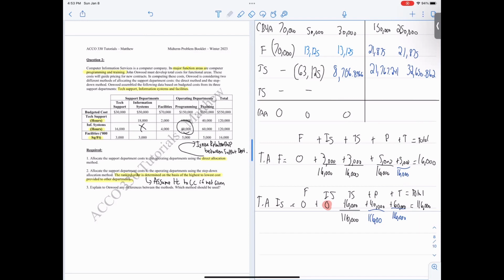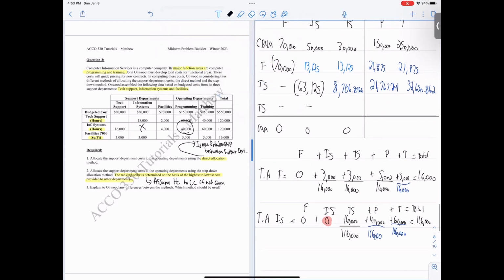Now, that is information systems being allocated to every other support department. Well, sorry, information systems allocating to tech, programming, training. Like I said, for the step-down method, you're allocating left to right, right? Not backwards. So information systems does not help facilities.